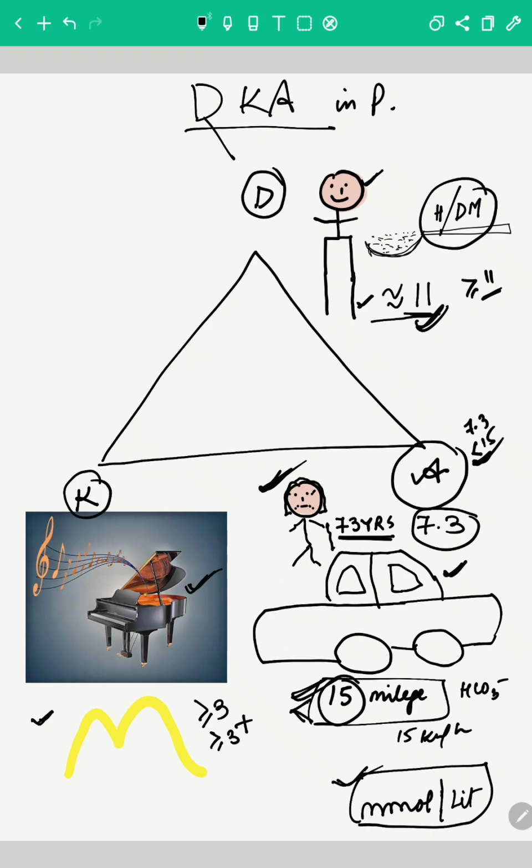So this lady who is sitting in a McD cafe, who has got very tall 11 kind of legs, and she has a history of diabetes, and in the McD she's playing ketones and has a grandmother who's 73 years old who's going into a car which has a mileage of less than 15, and it is running at a speed of maybe less than 15 kilometers per hour. The story is very, very easy, and it is essential to remember the diagnosis of DKA in pregnancy.